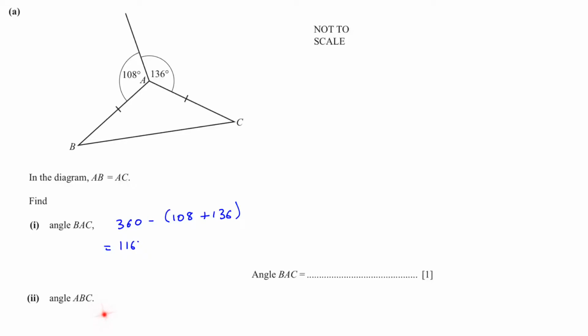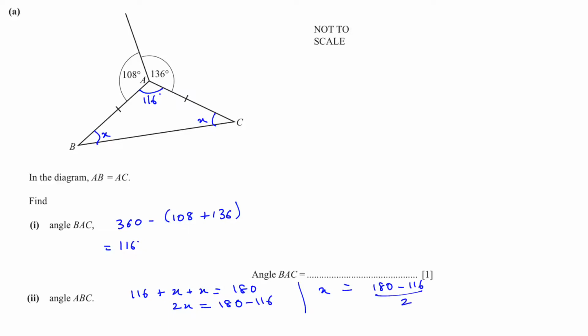A2, find angle ABC. It's an isosceles triangle, so this is x and this is x. And this here we found is 116. We know that the sum of angles of a triangle is 180. Therefore, 2x is equal to 180 minus 116. X is equal to 180 minus 116 divided by 2. 32 degrees.